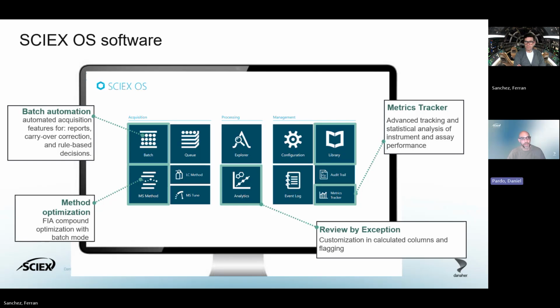Within our analytics capabilities, we've also enhanced our review by exception workflows, including new pre-built custom calculations, as well as custom flagging rules. And then finally, for those customers utilizing our latest systems, including the 7500+ or 8600, we have our metrics tracker technology. This is incredibly powerful as it allows customers to take a deep dive not only into their assay performance, but into each individual instrument performance, having a lens beyond what is just in the PM specification or just what they see in analytics. So if you'll proceed forward for me, Farhan.